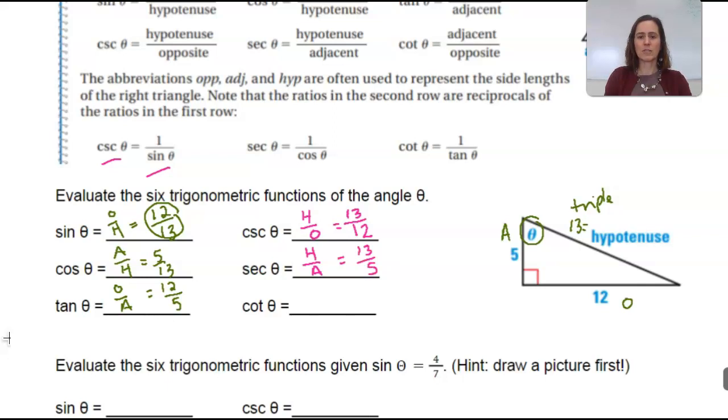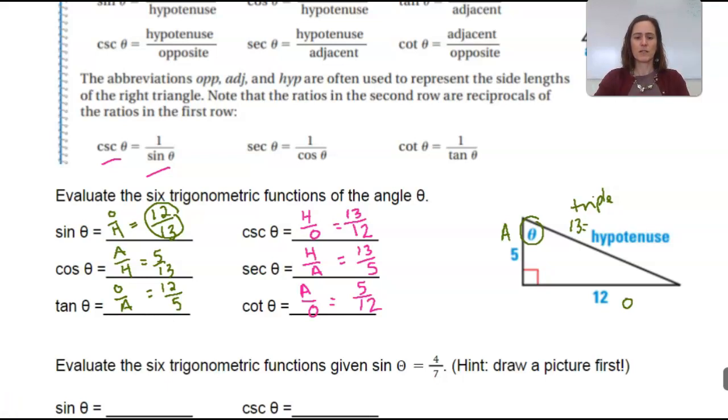And then finally, cotangent is the reciprocal of tangent. So instead of opposite over adjacent, it's now adjacent over opposite. So that'd get us 5 over 12. So the new 3 are really just reciprocals of the original sine, cosine, and tangent.